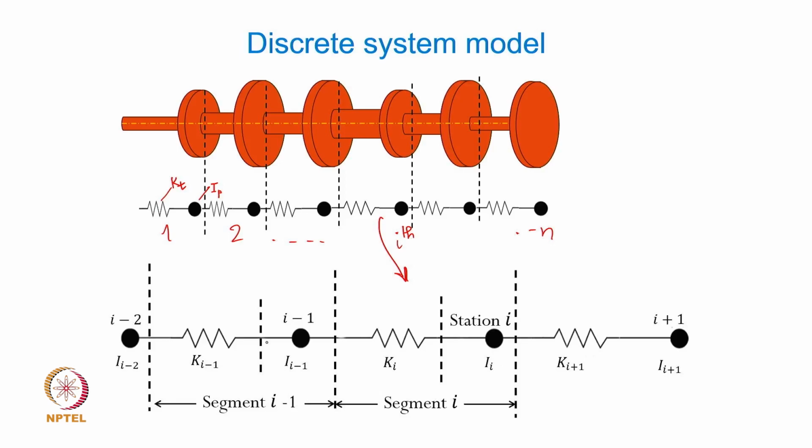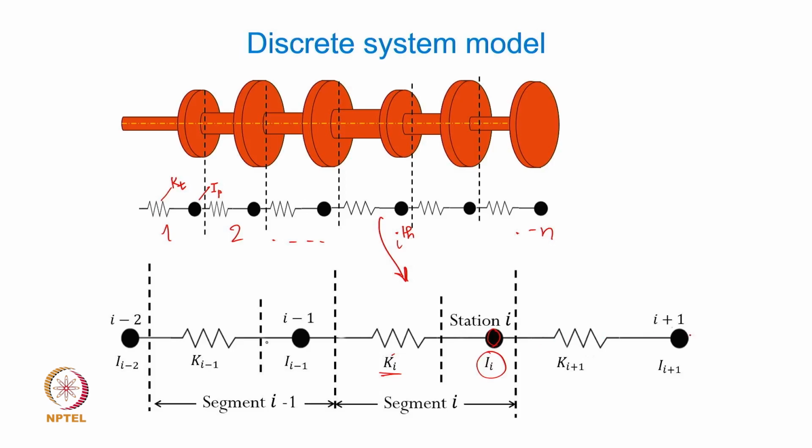Now once those segments are defined, we further compartmentalize that segment into two parts: there is an inertia part and then there is a spring part. This spring has a stiffness representing the ith segment stiffness as Ki, and the ith segment's mass is captured through the inertia Ii, and this we call the station I.